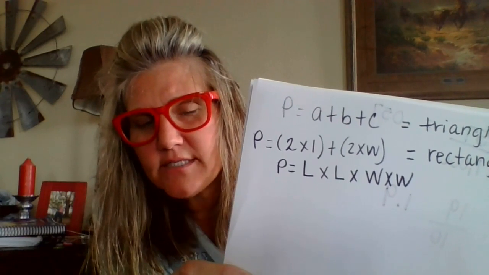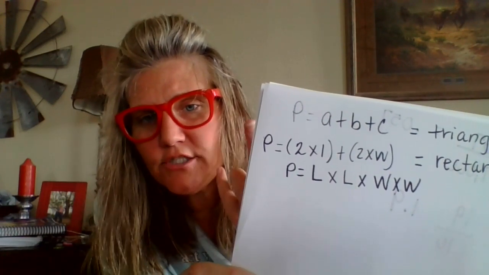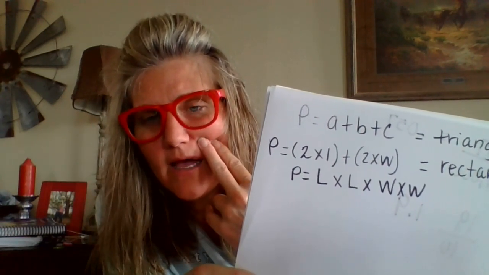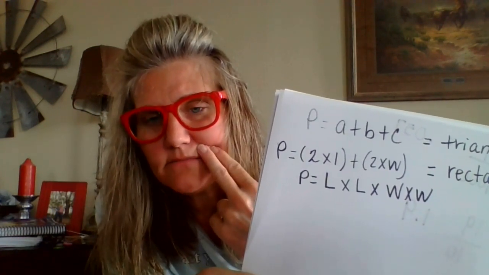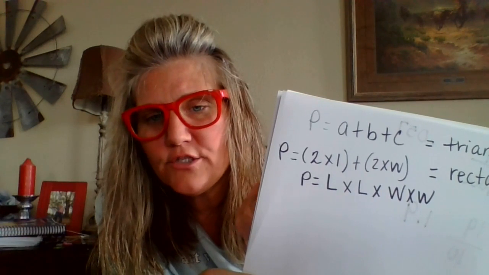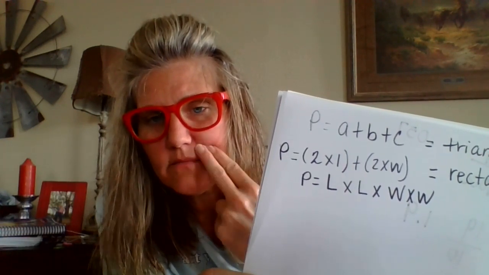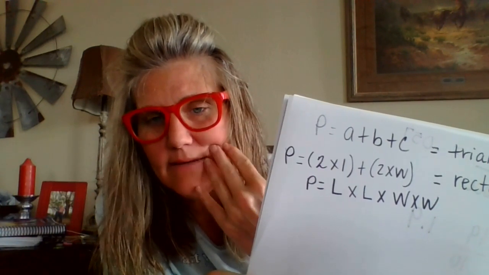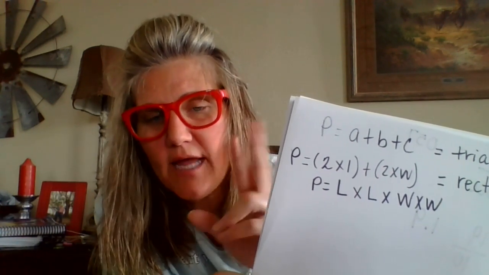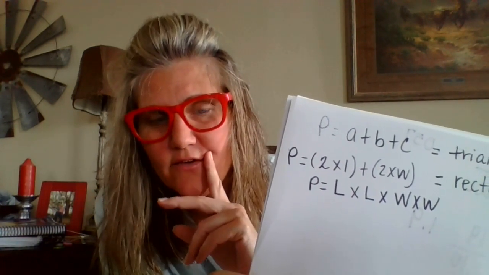Instead of adding all those numbers up, you can just say, okay, I got 2 lengths, so I multiply that number by 2, and I have 2 widths. So you would multiply the 2 widths by 2, sorry, instead of adding. I apologize. Then you would add both of your answers together.